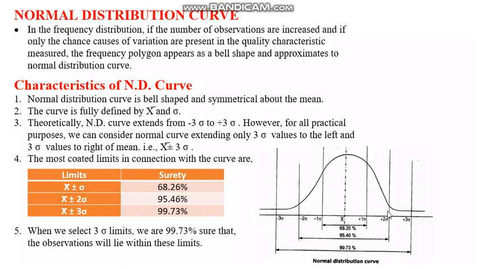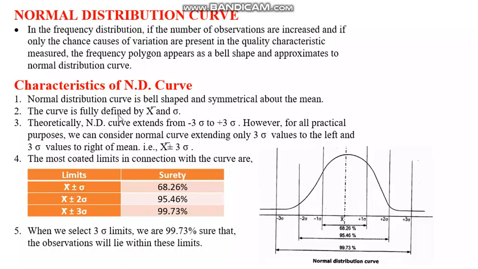So if assignable causes are not there, only chance causes are there, then whatever the quality characteristic may be, that means it can be a diameter, it can be thickness, or it can be anything like that, the quality characteristic that was measured approximates the normal distribution curve, this bell-shaped curve.